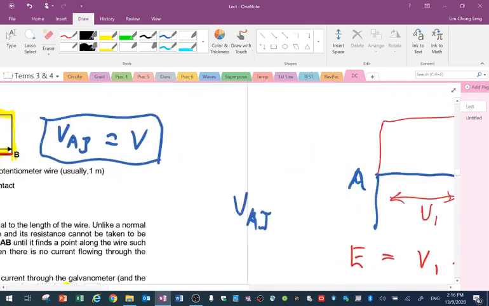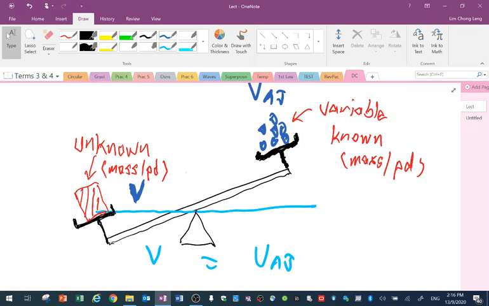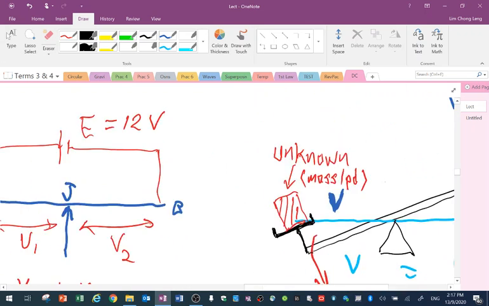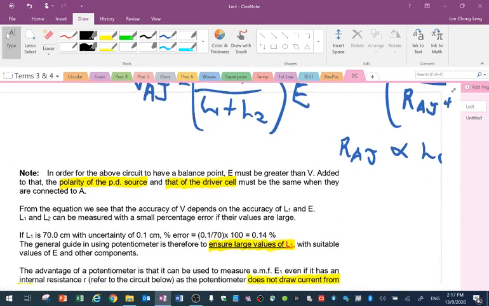It is similar to the lever balance. You see, the unknown mass actually creates an anti-clockwise moment, and the known mass creates the clockwise moment. So these two moments are actually opposing each other until at one point, if you adjust the variable PD, you can get a balance point. So this lever balance illustrates the concept here that the two polarities must face each other so that there will be opposing current. Right. So that's the first point.